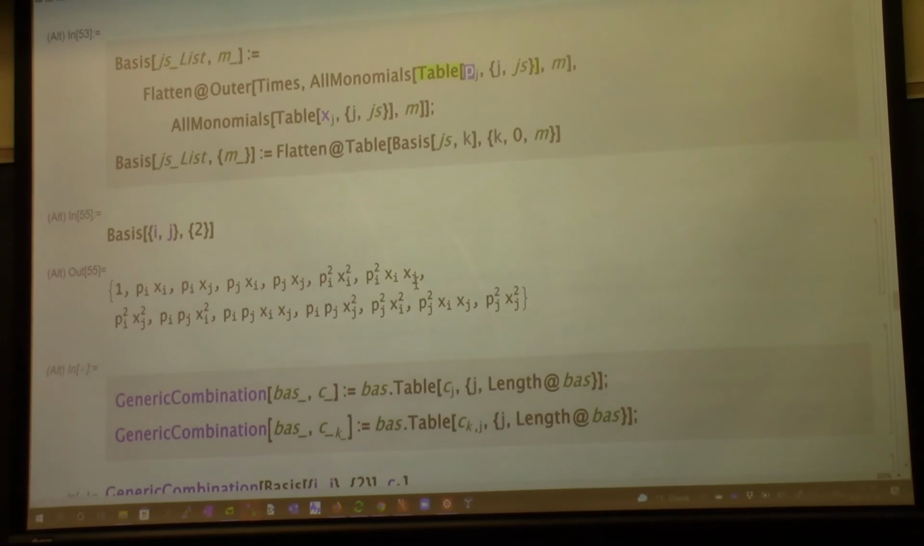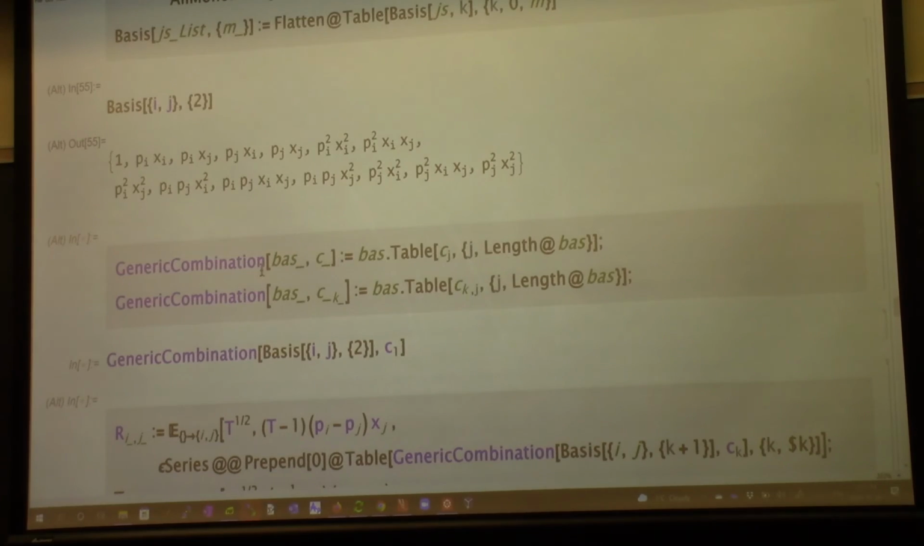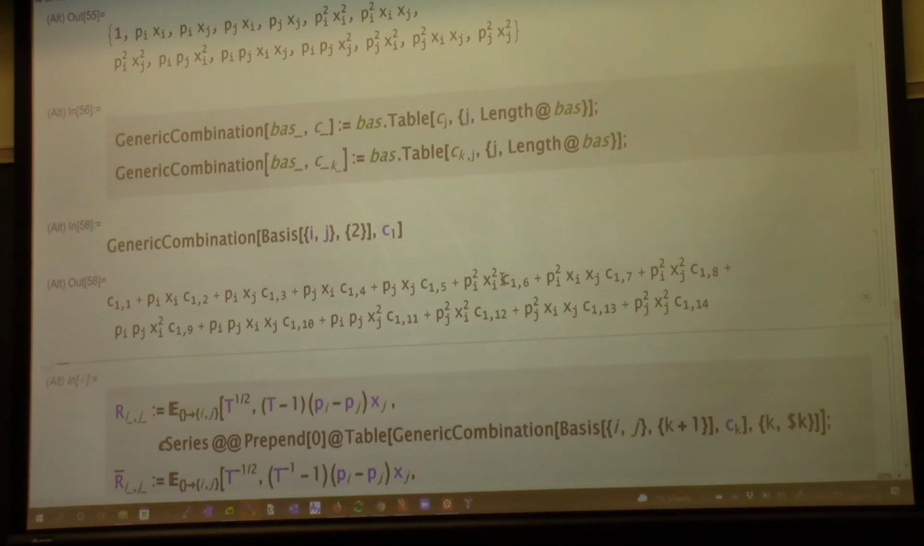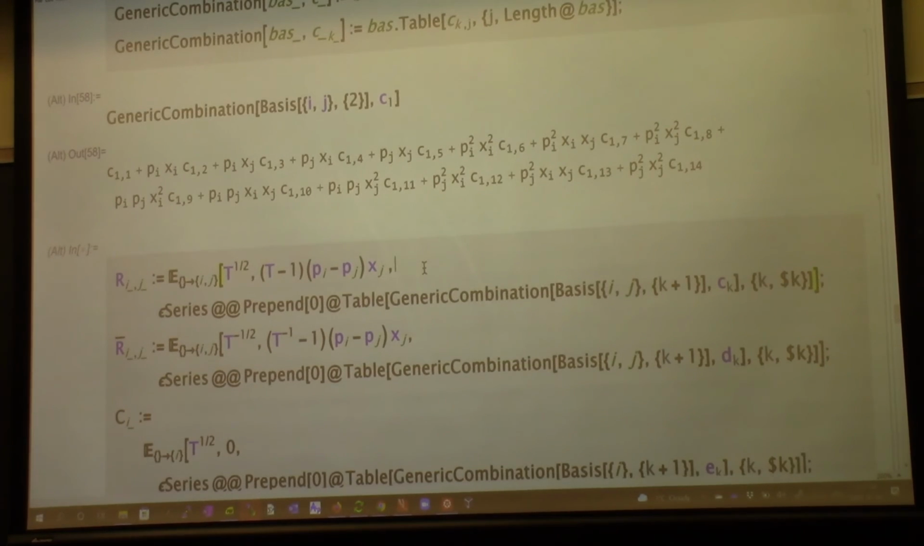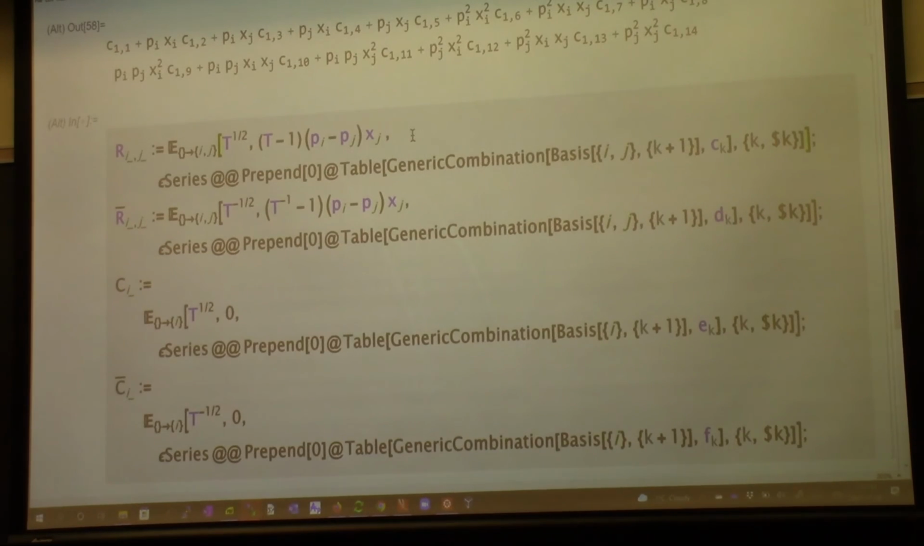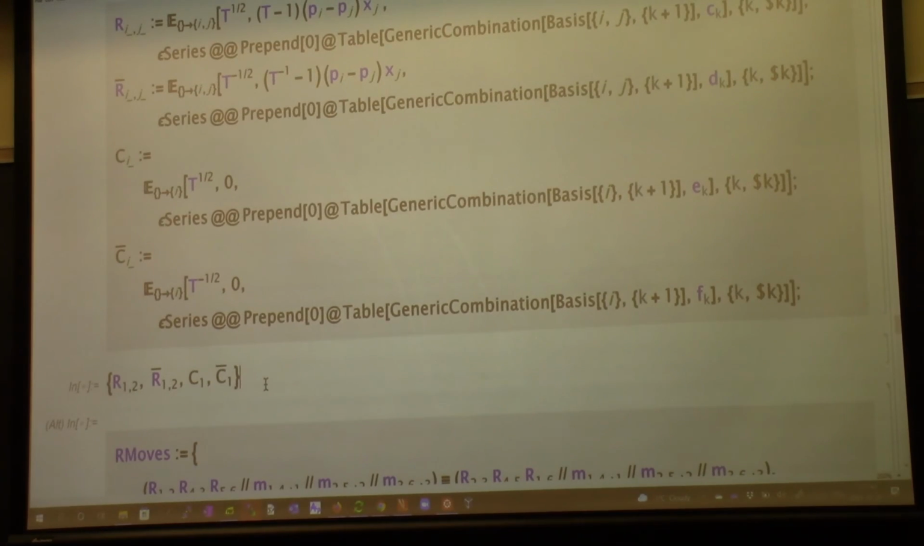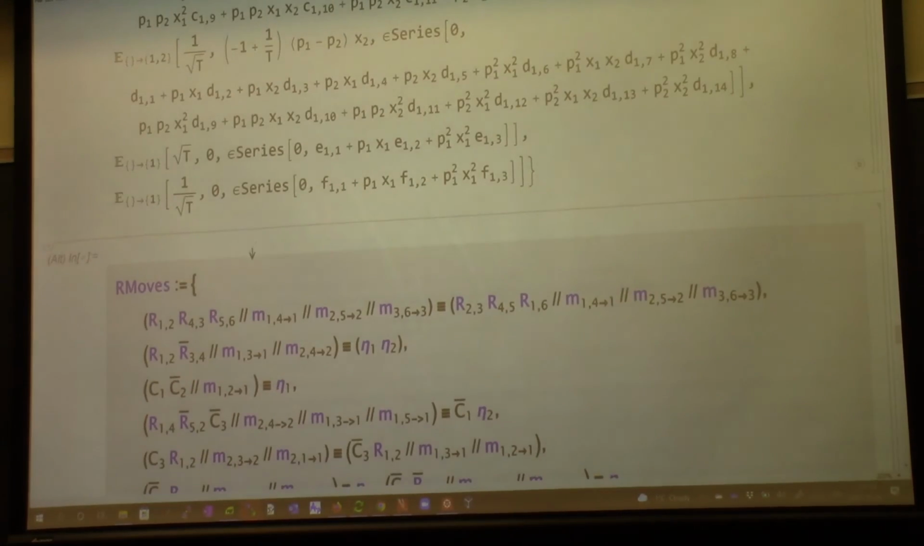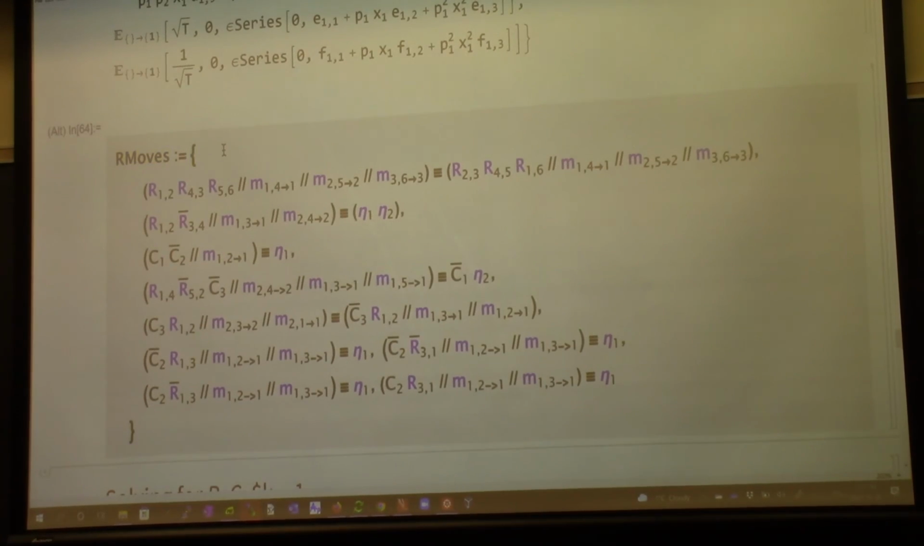And I've actually given myself another discount. I'm only generating the ones in which the p's and the x's are balanced, because we saw that we only get balanced p's and x's. Then I have a generic combination program that generates combinations with undetermined coefficients. And then I redefine R and R bar and C bar to be the same as before, but with added series with generic coefficients. And here is a program to compute all the Reidemeister moves.